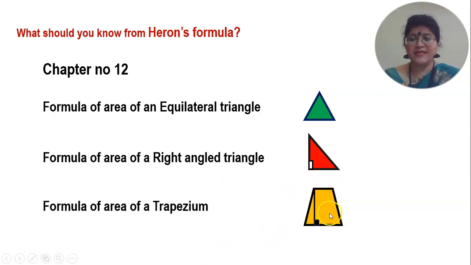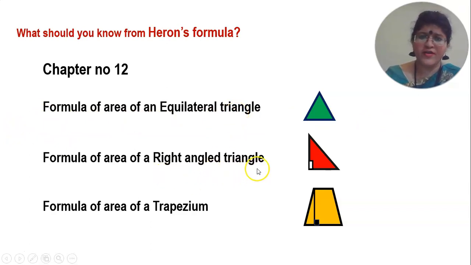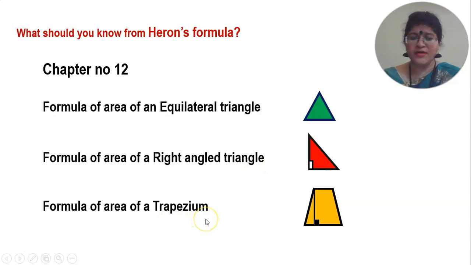That is, if the two parallel sides are given and if the height is known to you, you can find out the area of the trapezium. So in all these three, you are actually not using Heron's formula. You have to know the formula for the area of an equilateral triangle, the formula for the area of a right angle triangle, and that of a trapezium.